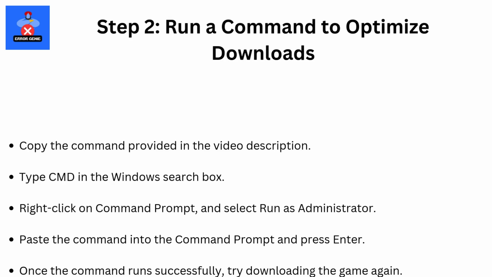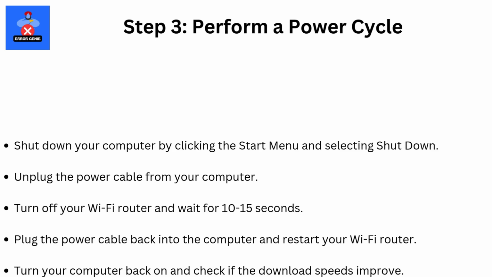Step 2. Run a command to optimize downloads. Copy the command provided in the video description. Type CMD in the Windows search box. Right-click on Command Prompt and select Run as administrator. Paste the command into the command prompt and press Enter. Once the command runs successfully, try downloading the game again.